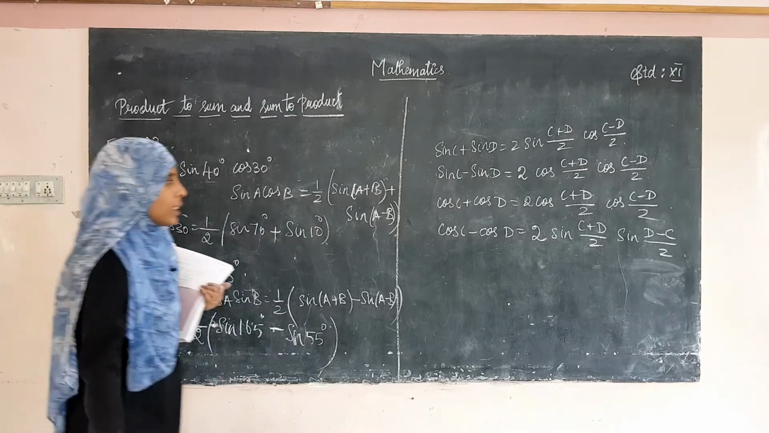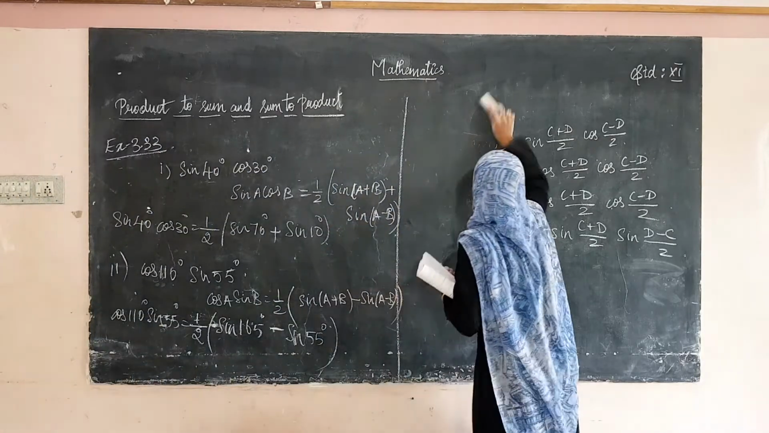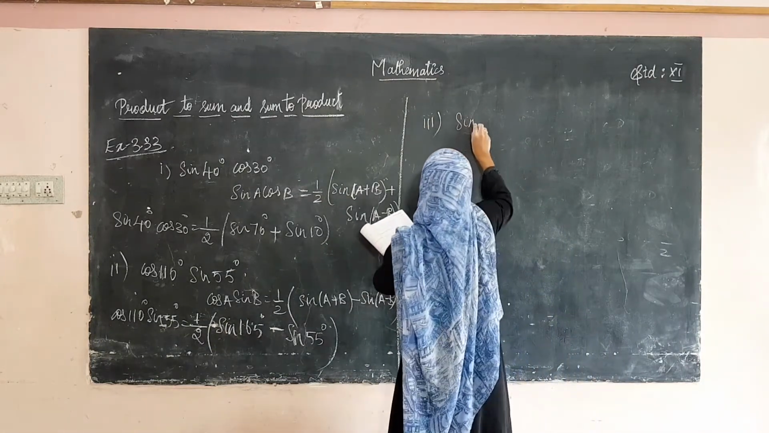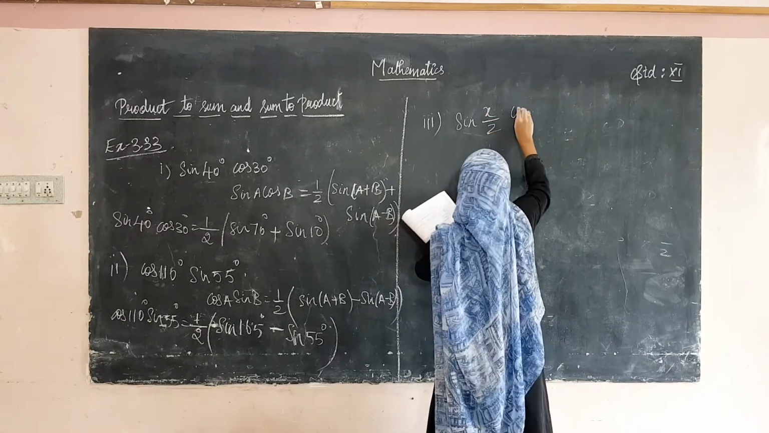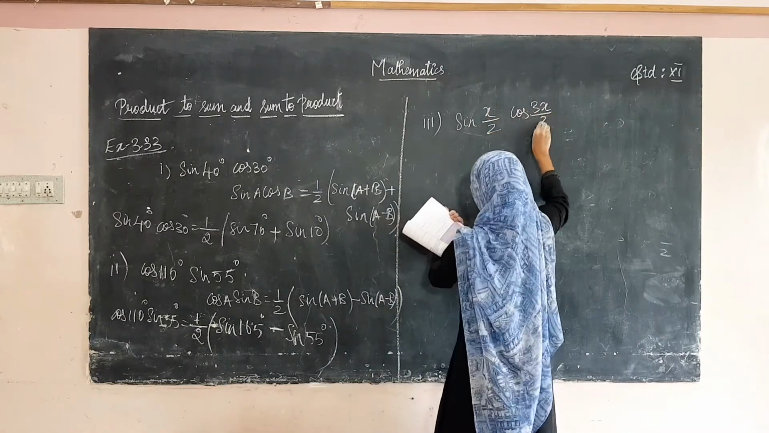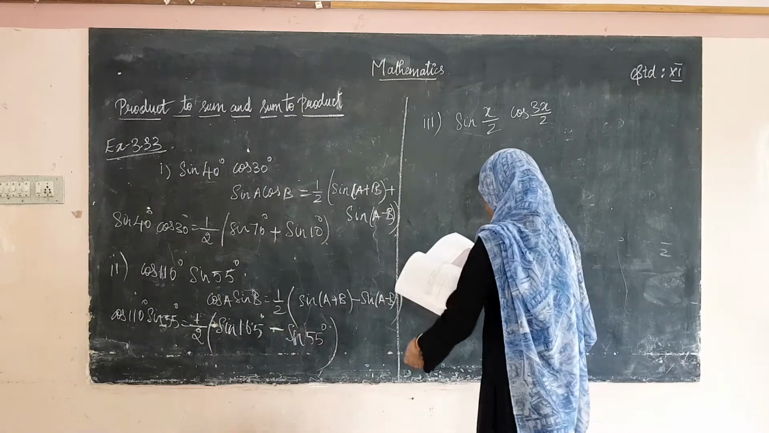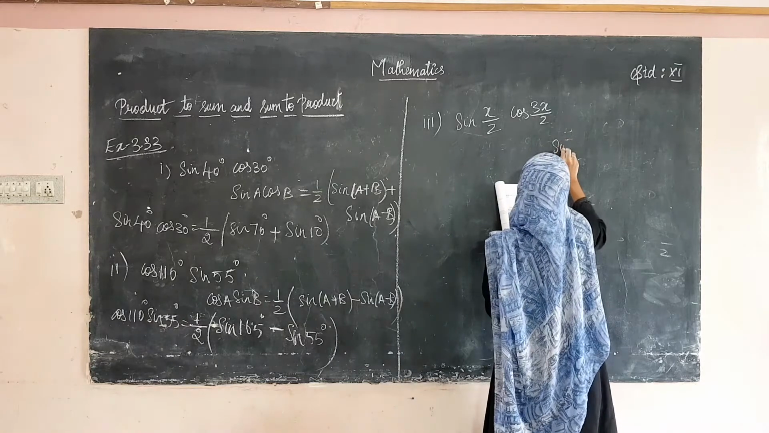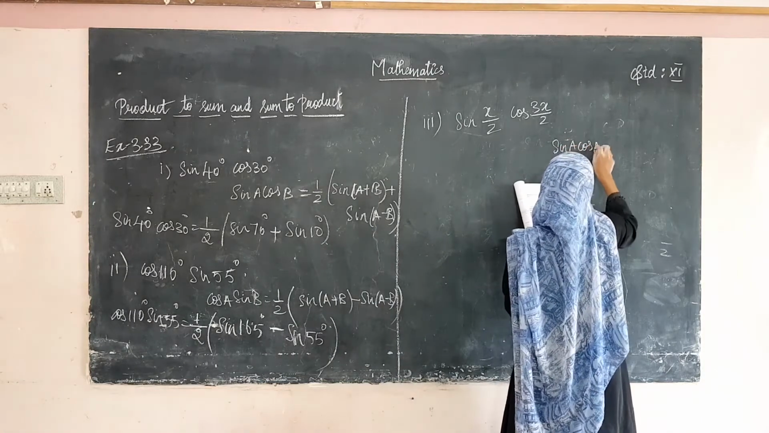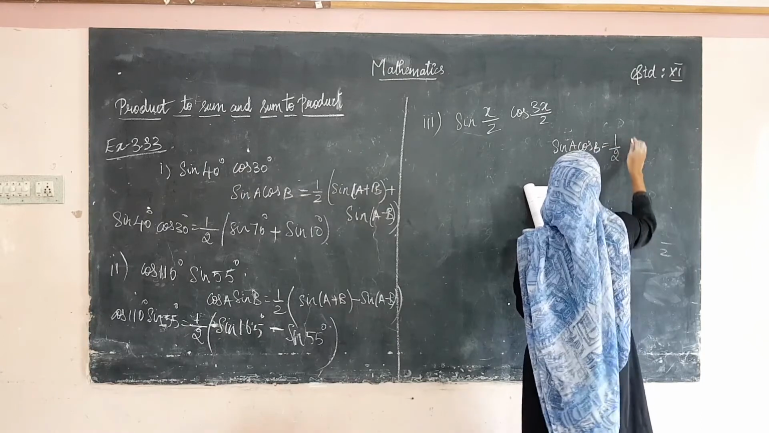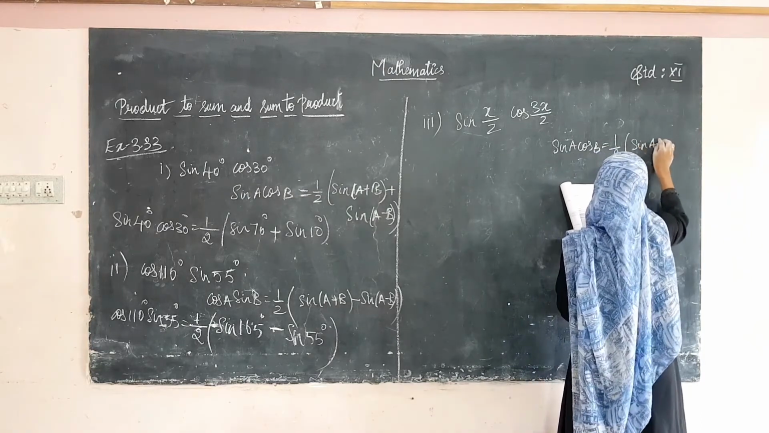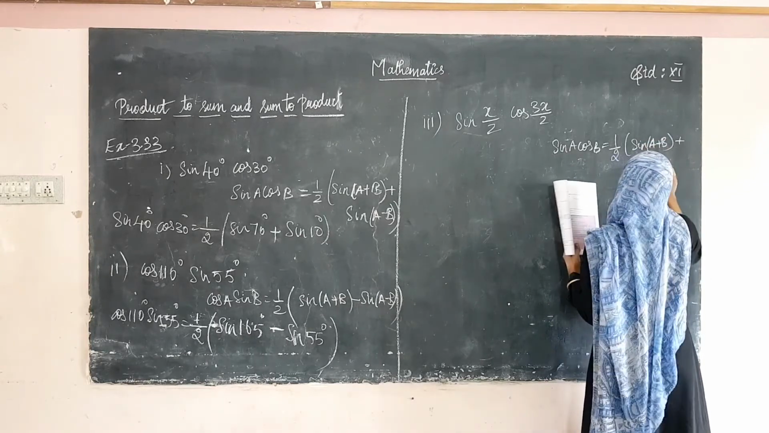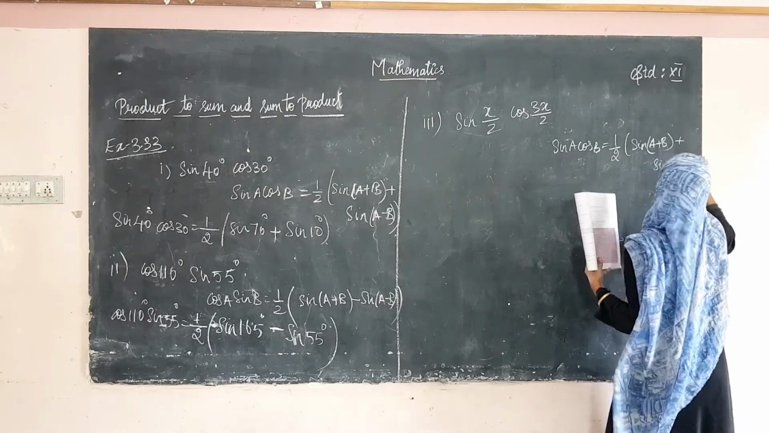Now let us see the third subdivision. What is the third subdivision? Sin x by 2 cos 3x by 2. Okay, sin x by 2 cos 3x by 2. That is, it is in the format of sin A cos B. This can be written as 1 by 2 into sin A plus B plus sin A minus B.